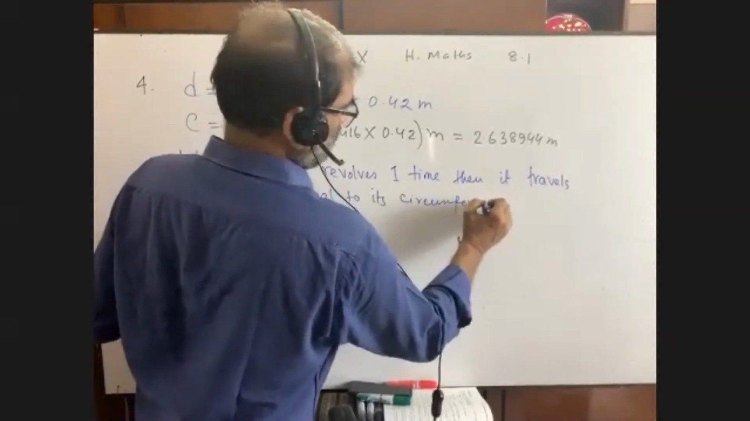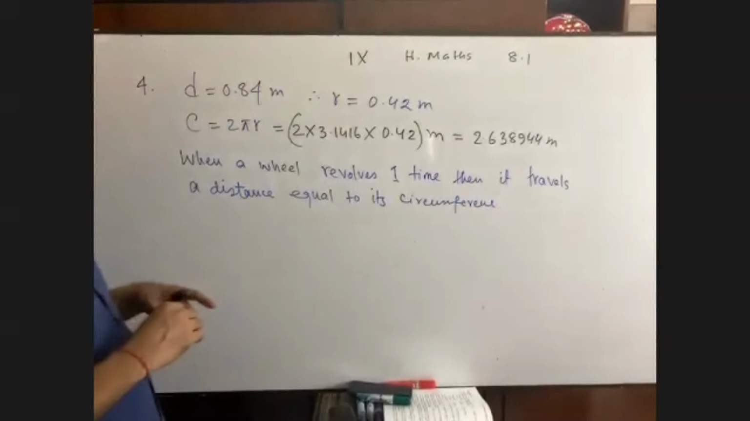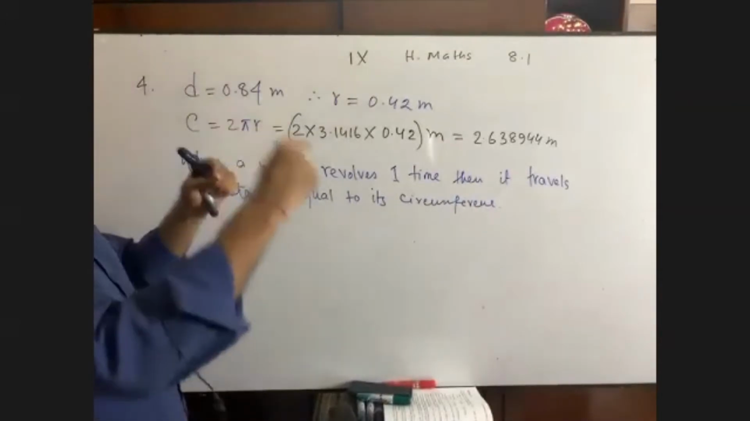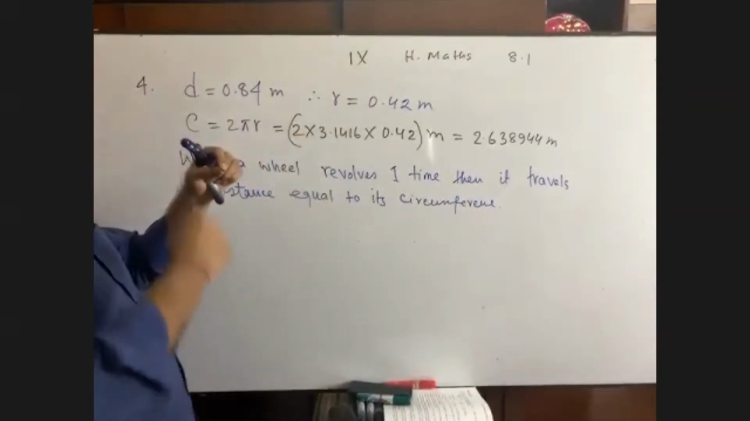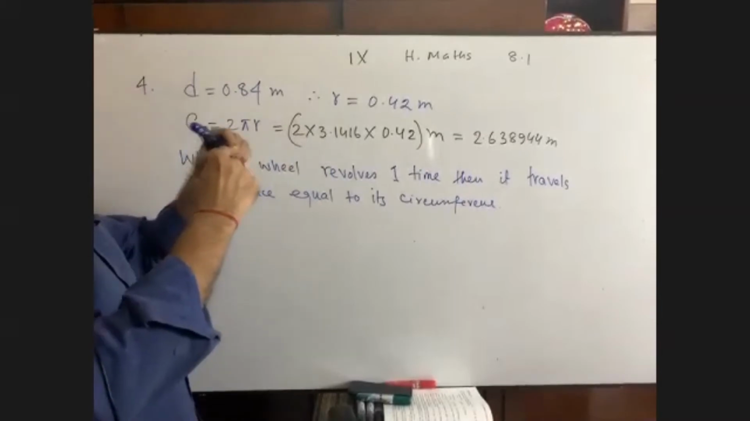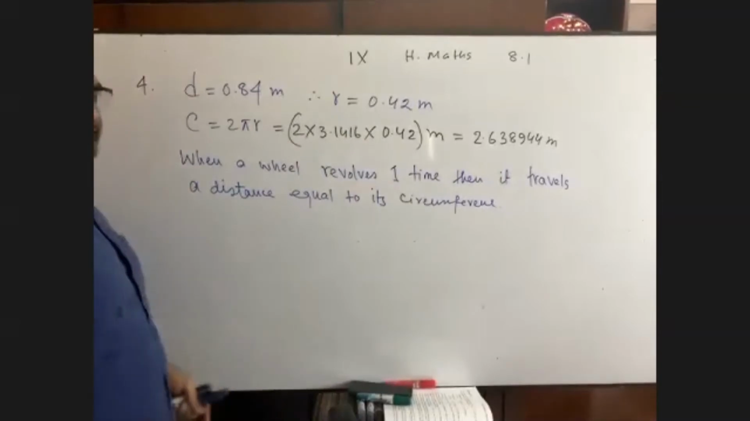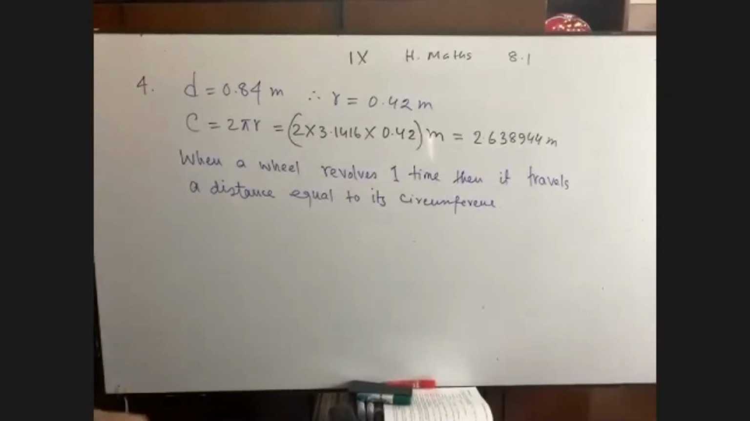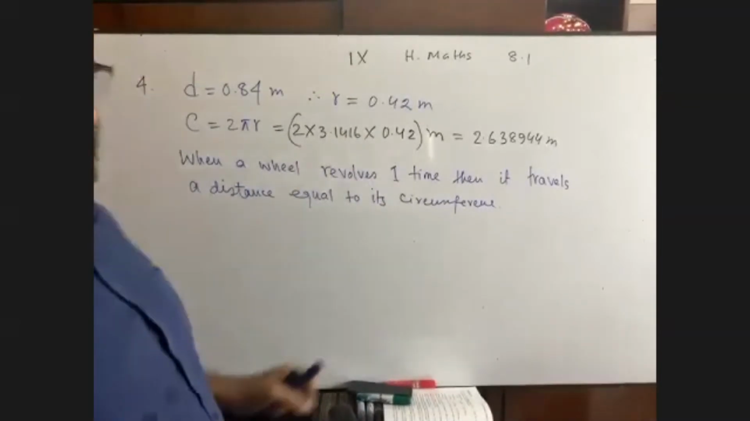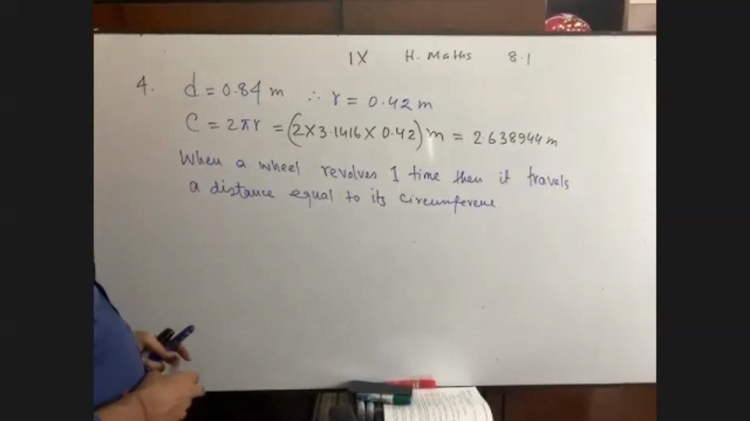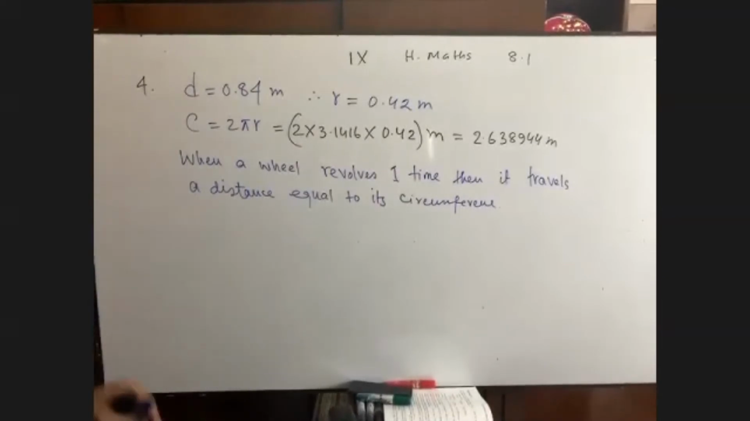Have you got me or not? Suppose it is a wheel. It travels one time means it will be like this. That means the length of its circumference. Actually, it travels a distance which is equal to the length of its circumference. Are you getting me or not?